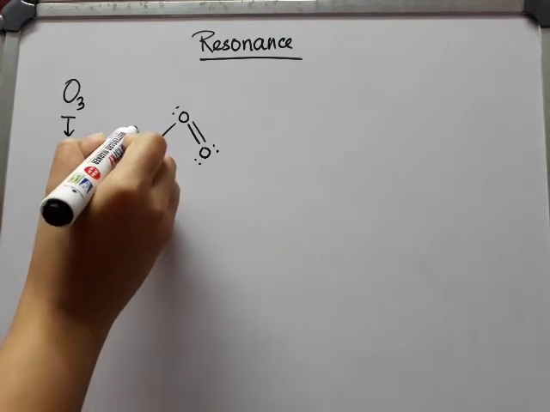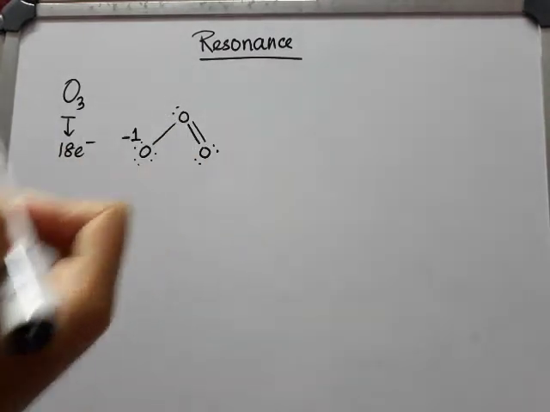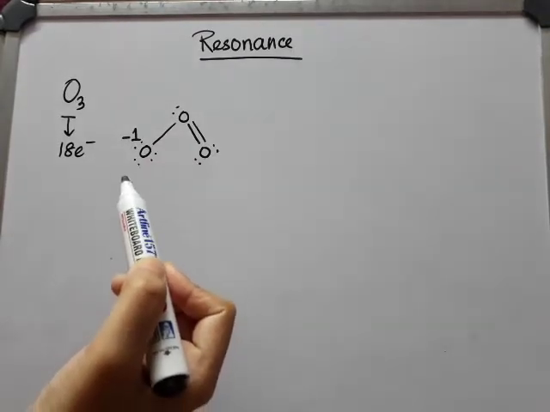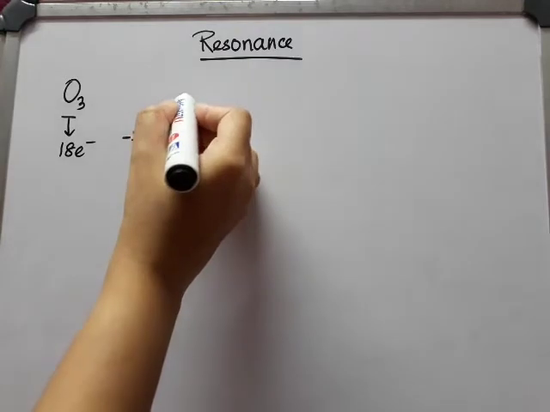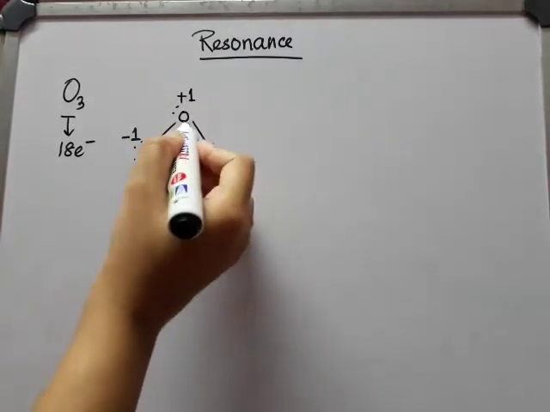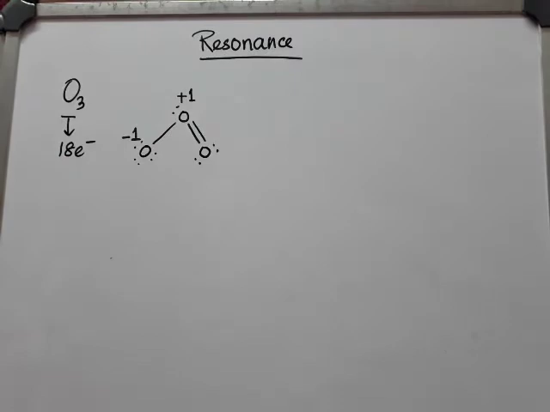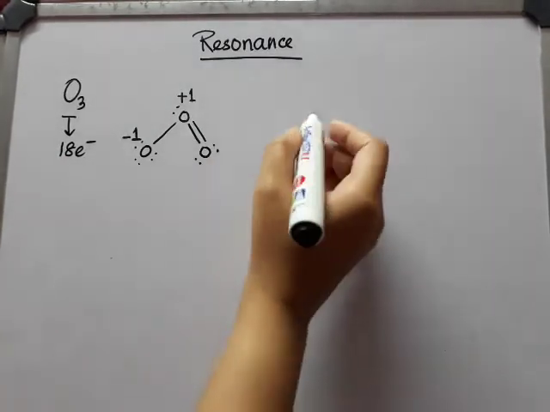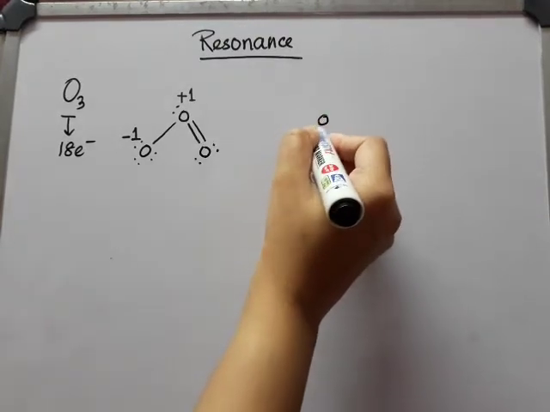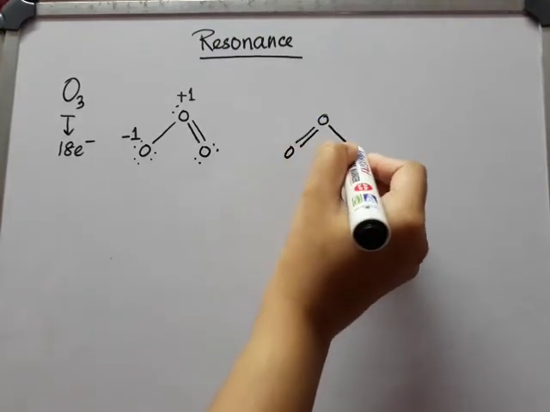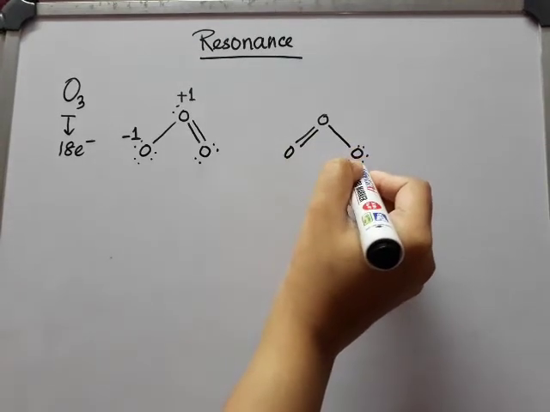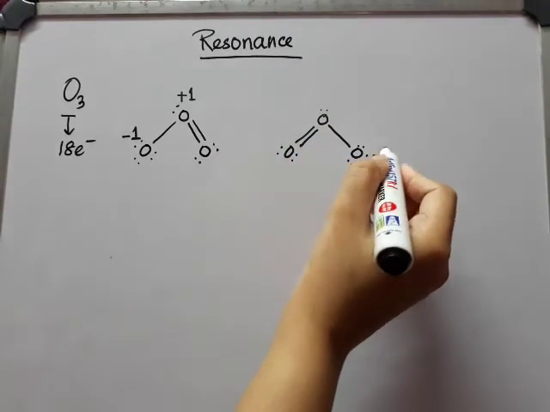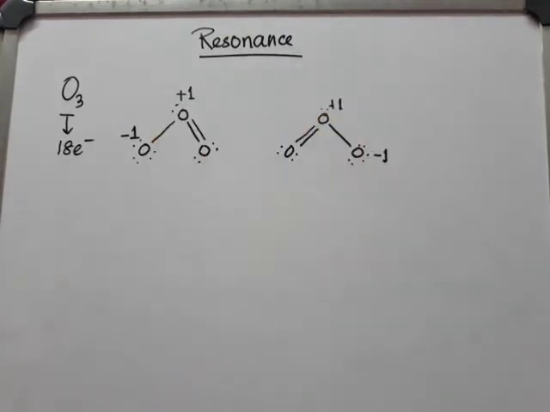So it has -1 formal charge, and for the middle one 1, 2, 3, 4, 5, that means 1 less than the number of valence electrons, that means +1, and here 1, 2, 3, 4, 5, 6 are there, that means it has 0 formal charge. So another structure of the ozone molecule is also possible, which has a structure like this one, that means exactly the mirror image of the first structure, right? Here also the formal charges are like this.